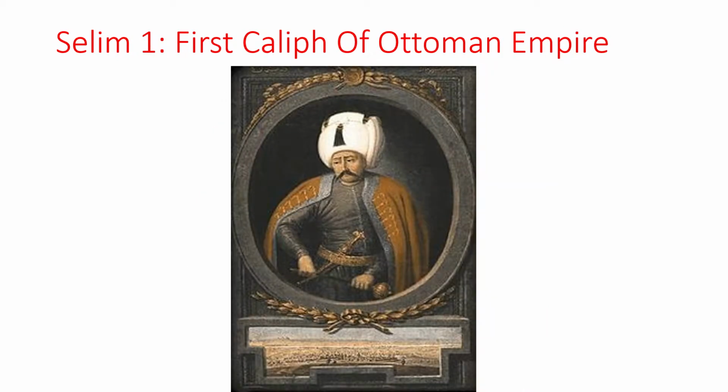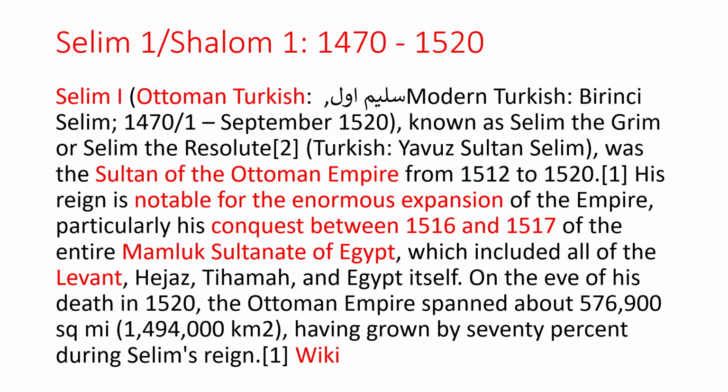The first caliph of the Ottoman Empire was Selim I. So that would be like saying Peace the First. Selim I, Ottoman Turkish. He was the Sultan of the Ottoman Empire from 1512 to 1520. His reign was notable for the enormous expansion of the empire, particularly his conquest between 1516 and 1517 of the Egyptian Mamluk Sultanate, which included all of the Levant. The Levant is a code word for saying Israel. Okay, and then these other locations. On the eve of his death in 1520, the empire spanned a huge section and grew so fast.